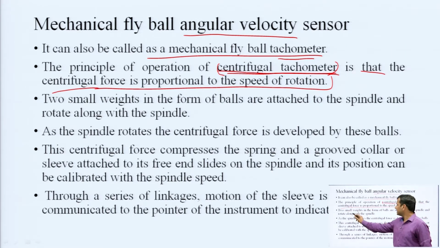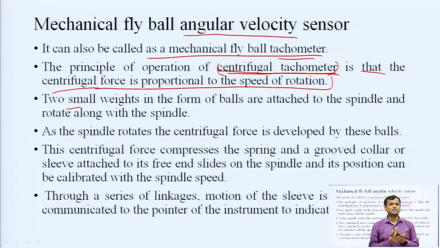In that, two small weights in the form of balls are attached to the spindle and rotate along with the spindle. We will see the arrangement, then you will get to know how the mechanical fly ball angular velocity sensor, or the centrifugal tachometer, works. So, these are various names of the mechanical fly ball angular velocity sensor.